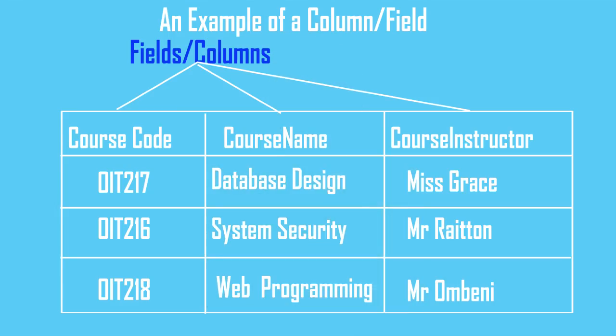Now let us look at an example for a column or a field. When we look at this course table, course code is a column, course name is a column, and also course instructor is a column. Now let us look at a domain. What is a domain? A domain is the original set of atomic values used to model data. By atomic value, we mean that each value in the domain is indivisible as far as the relational model is concerned.